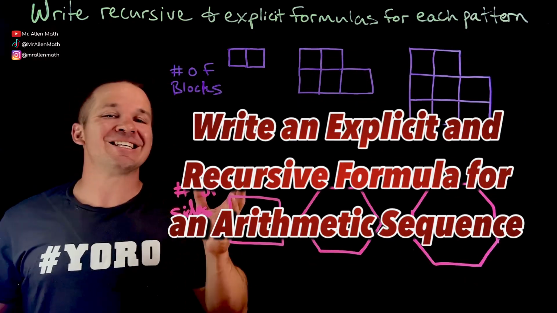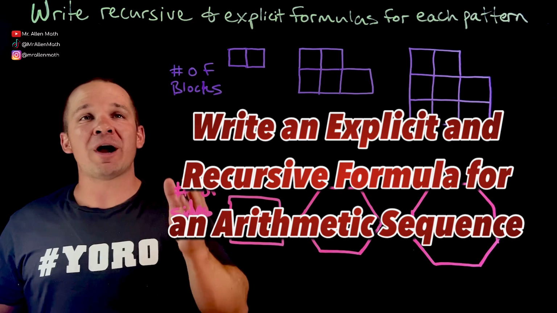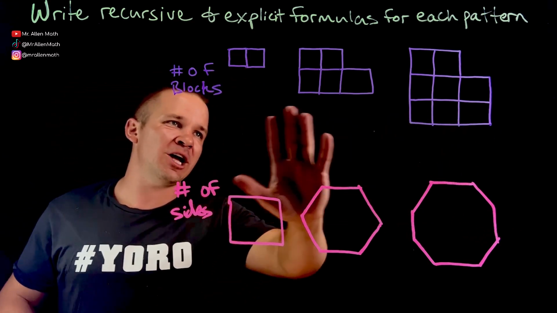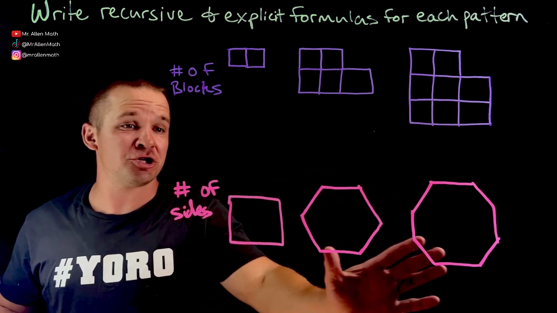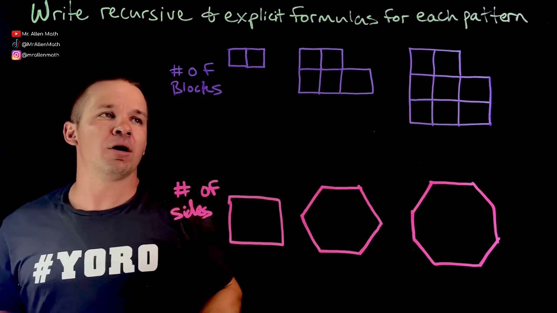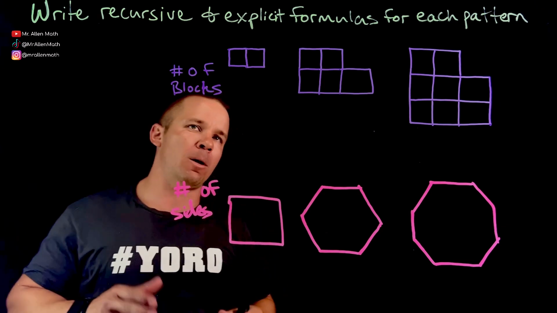It's time to start talking sequences in this video. We want to write recursive and explicit formulas for each one of these patterns here. I've got number of blocks in this one here, and then with our geometric shapes, square, hexagon, octagon, number of sides. Let's start with the one up here in purple, number of blocks.